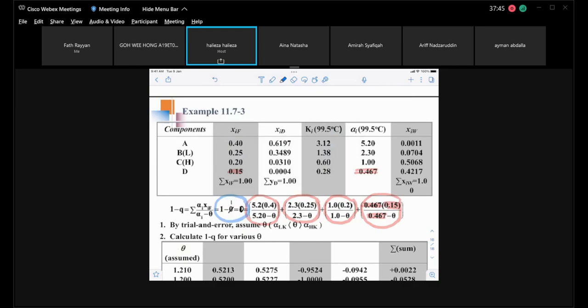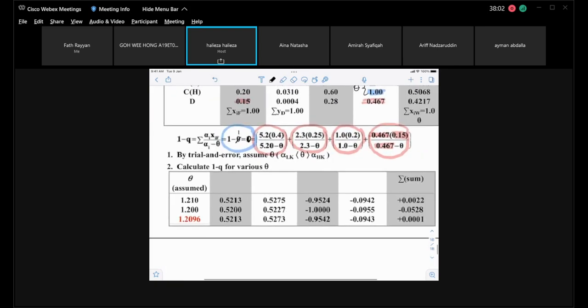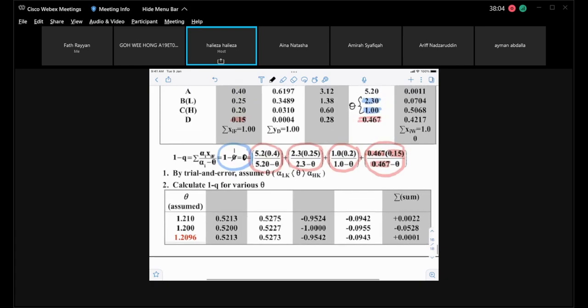So the relative volatility of your light key is 2.3. The relative volatility of your heavy key is 1. So your theta should be anywhere between those two values. It must be greater than 1 but less than 2.3. So now the author assumes a value of 1.21 first.